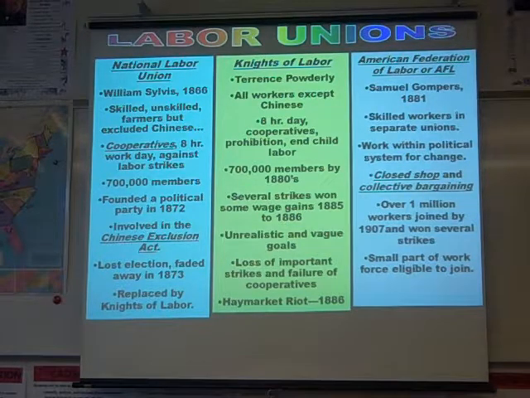And at its height, they had approximately 700,000 members. However, they begin to fade by the wayside, largely because of a lack of organization and also because of the creation of the Knights of Labor.